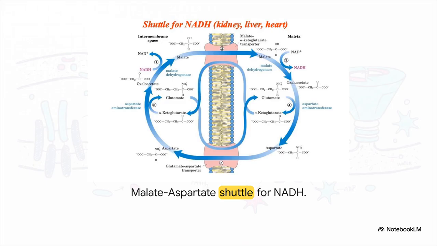The enzyme malate dehydrogenase effectively takes the electron equivalents from NADH and uses them to reduce oxaloacetate into malate. Malate actually does have a VIP pass to cross the membrane into the matrix. Once it's safely inside, another malate dehydrogenase grabs it and reoxidizes it back to oxaloacetate, yielding a fresh, brand new molecule of NADH exactly where we need it.